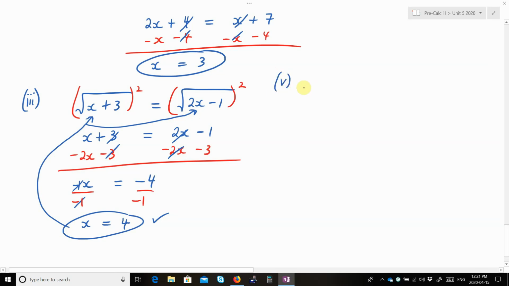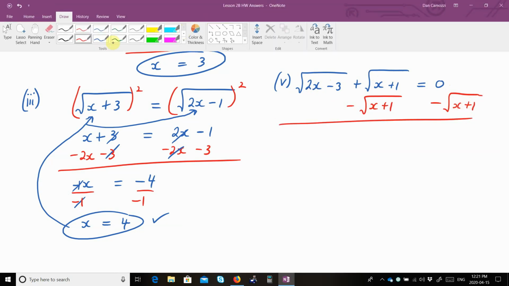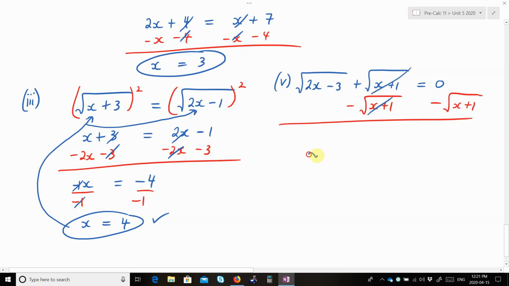Let's do number 5 over here. We have the square root of 2x minus 3 plus the square root of x plus 1 equals 0, so we need to isolate the radicals, so subtract this one over. That's going to cancel. So we have the square root of something on one side equals the negative square root of something on the other side. So this is not possible because only positives come out of square roots.